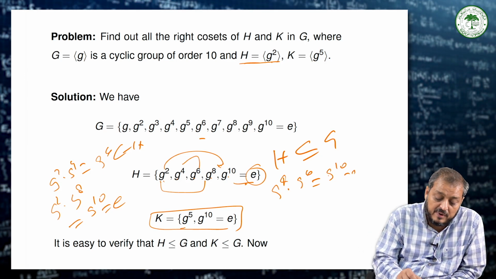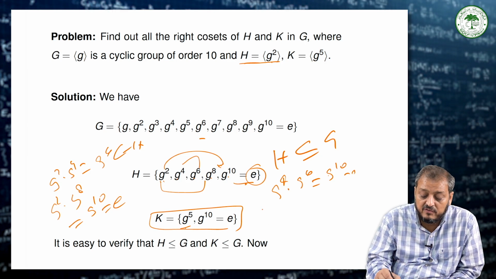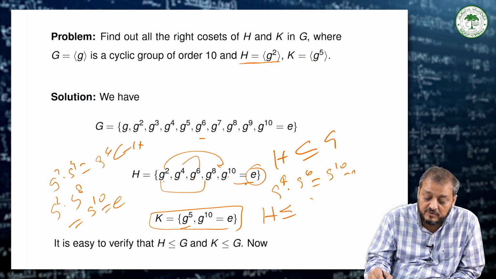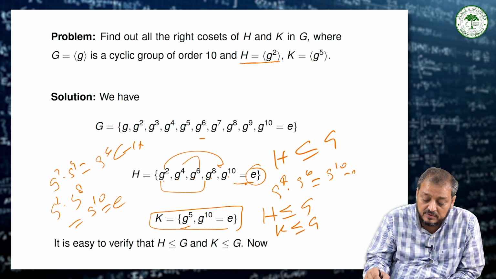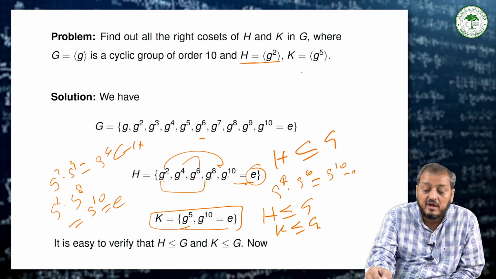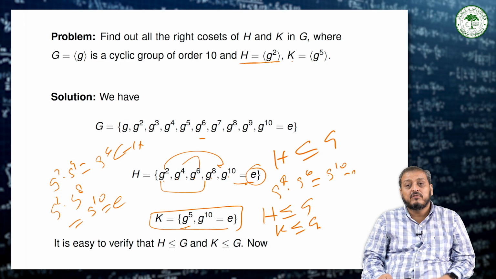Here the identity element and g to the power 5 are there. So clearly we can say that H is a subgroup of G and K is also a subgroup of G. So we write that H and K are subgroups of G.